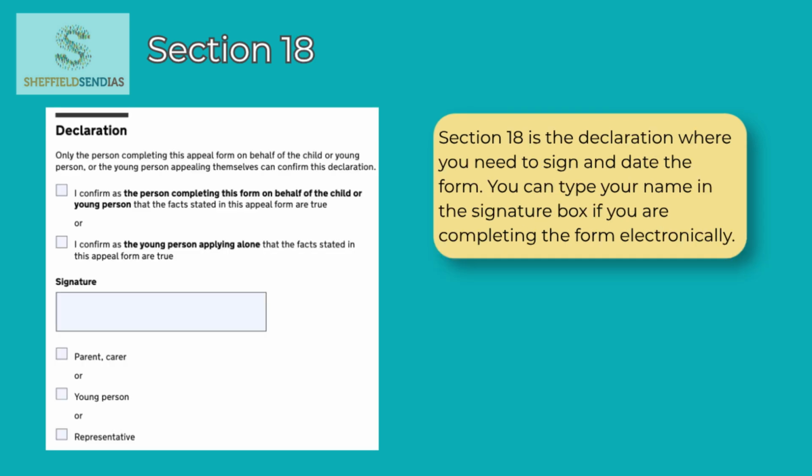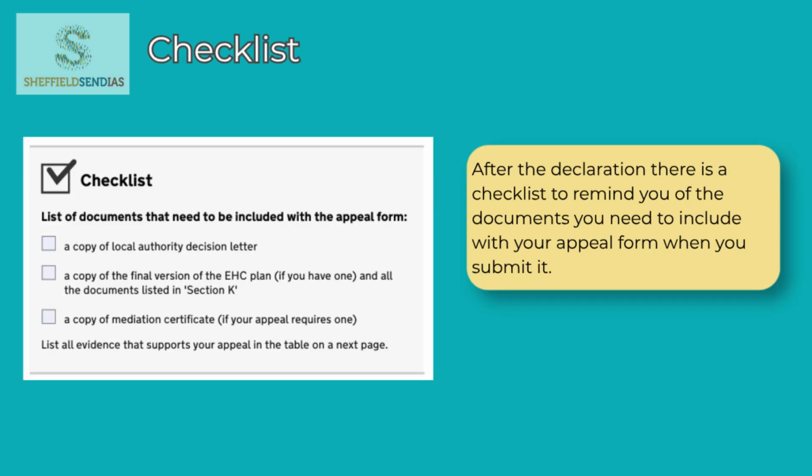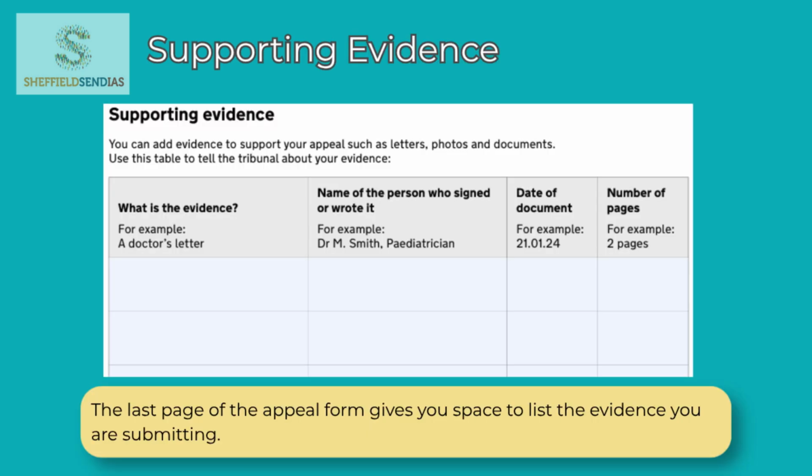You will need to tick the declaration and sign the form. You can just type your name rather than sign it if you are completing the form electronically. The form includes a checklist to help you make sure you have included everything required. There is also a section where you can list any supporting evidence you are submitting if you want to. You can include the information in the email you send to the tribunal if that's easier.